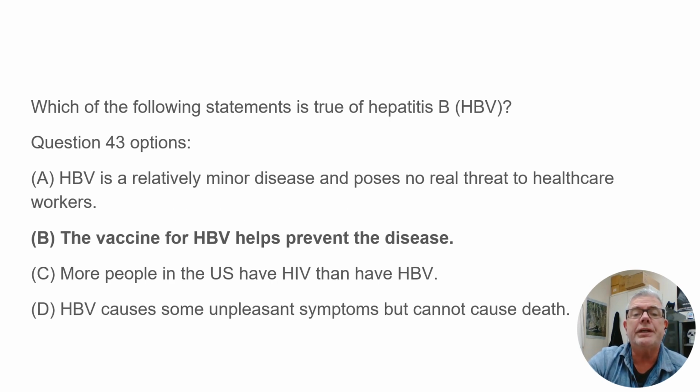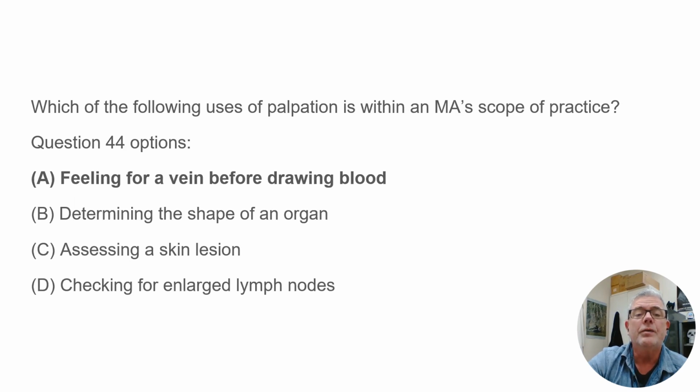Which of the following statements is true of hepatitis B, HBV? The vaccine for hepatitis B helps prevent the disease. It's a series of 3 shots, day 0, day 30, and then 6 months later, at the end of which it confers approximately 90 to 95% immunity, which is very important.